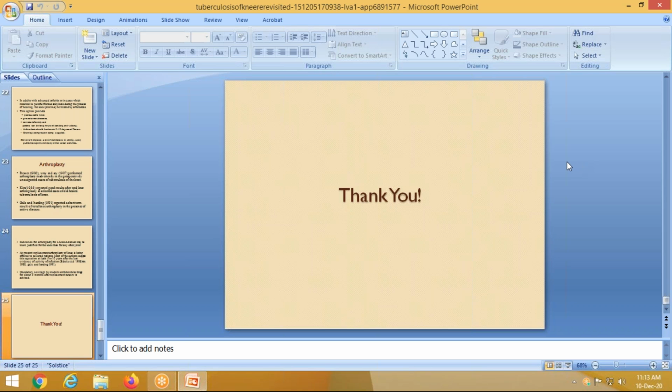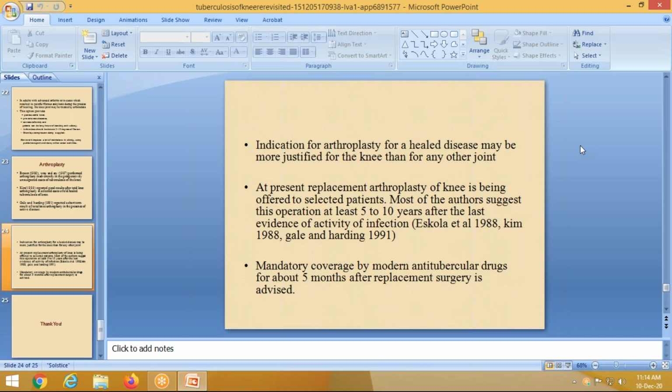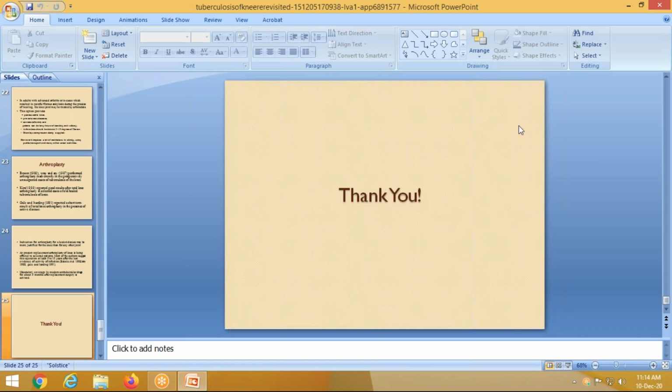The most common causes of septic arthritis are Staphylococcus aureus and Streptococcus, and sometimes you can see gonococcal arthritis also. Tubercular arthritis is insidious in onset, whereas septic arthritis is acute in onset. So this is how we can clinically differentiate between septic arthritis of the knee joint and tubercular arthritis of the knee joint.